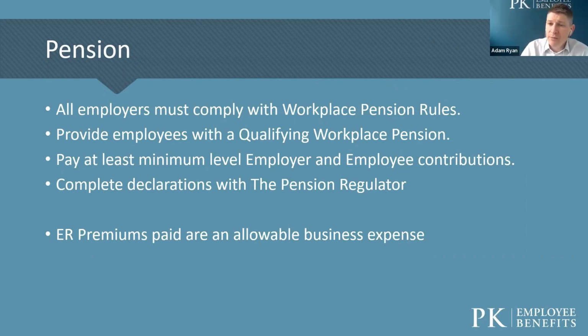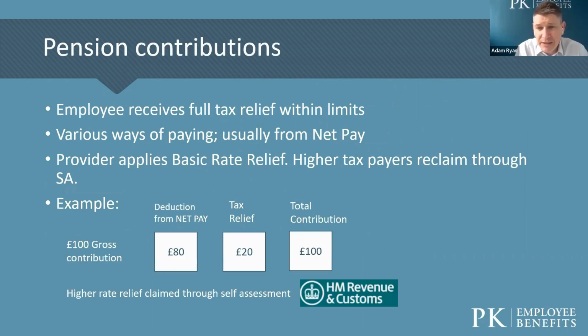In terms of pension contributions, typically in the UK, pension contributions are paid from an employee's net pay. So this is known as relief at source, and there's an example there on the screen which shows you how it would typically work. Pension contributions are a tax efficient method of saving for employees' retirement. So employee pension contributions within certain limits will receive full tax relief.